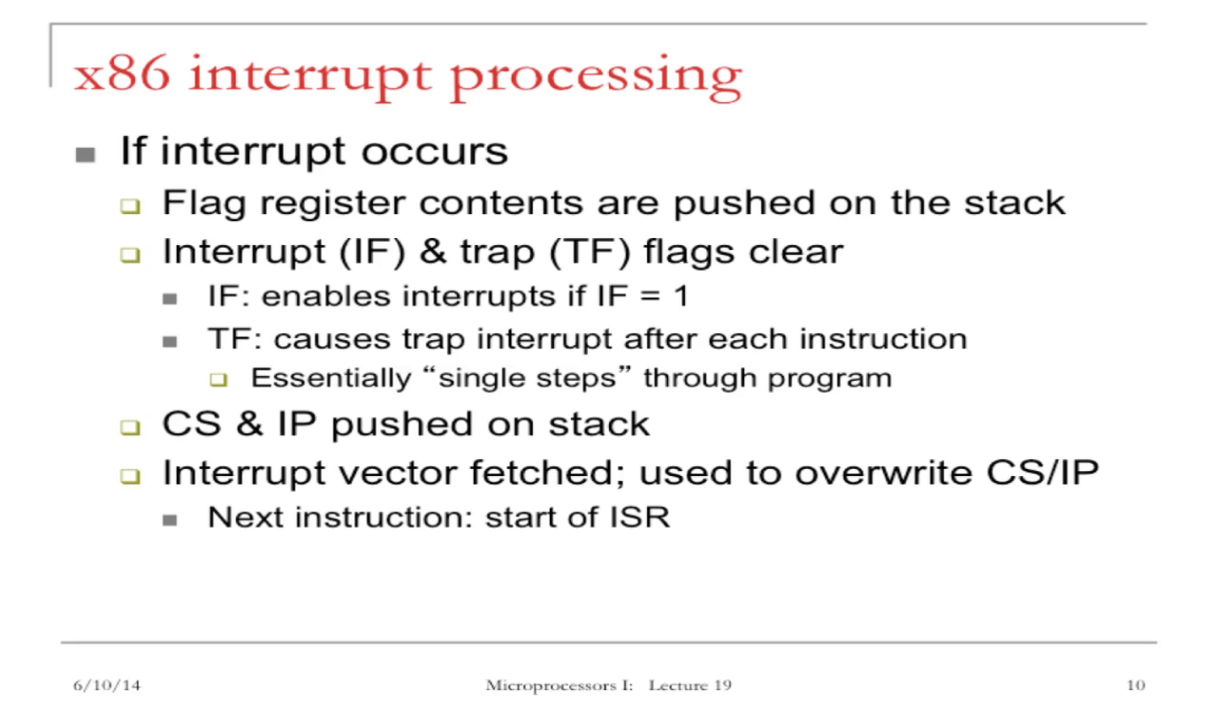CS and IP are pushed onto the stack so that once the service routine is done, the microprocessor can get back to the main program. After that, the interrupt vector will be fetched from the table, and this interrupt vector is in fact the new CS and the new IP that will guide the microprocessor to the service routine. They are used to override the CS and IP registers.